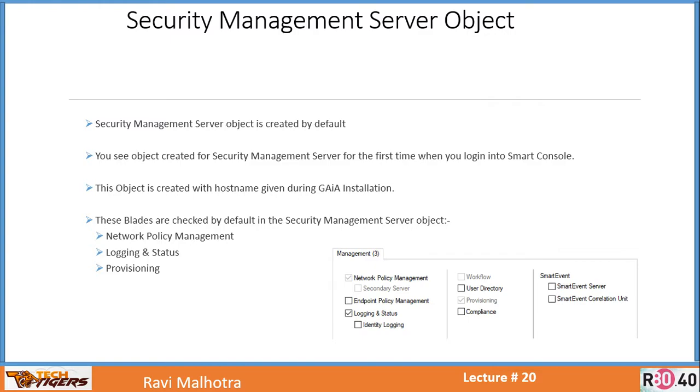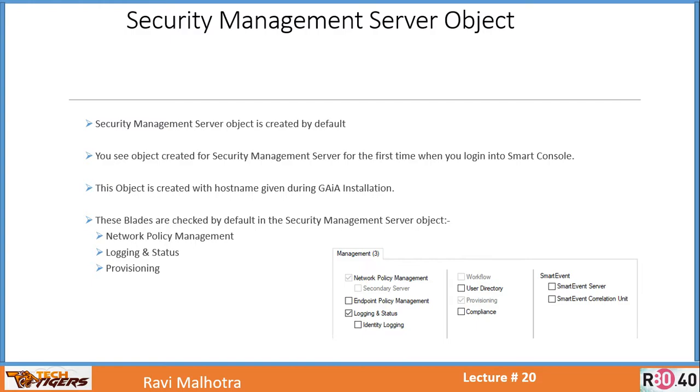So this is the security management server object. As we know, due to the architecture, it's a three-tier architecture. There is a security management server, there is a gateway. There are two different types of installation: either you can install the security management server and gateway on a single appliance or on a single virtual machine, or you can install them separately.